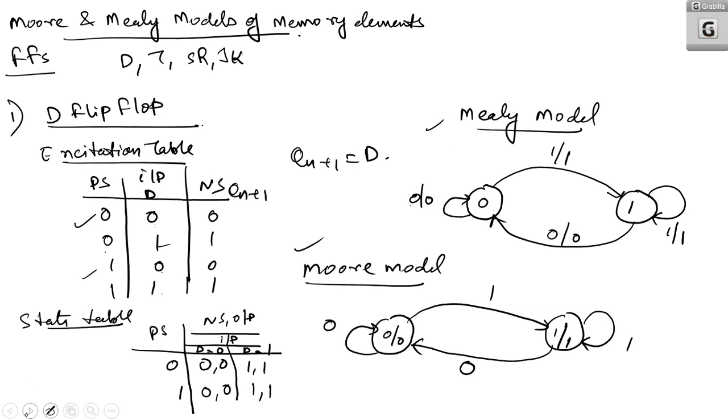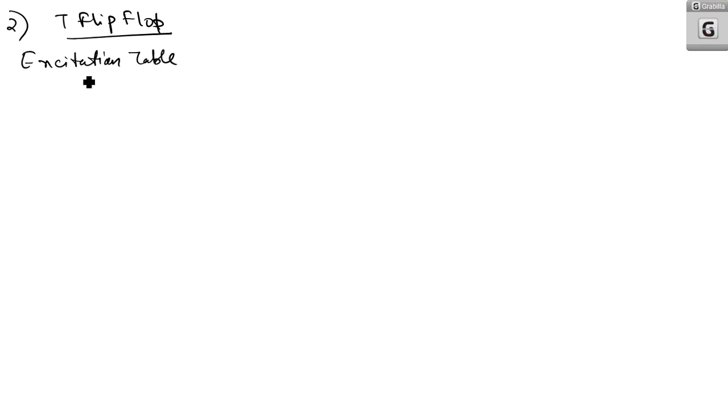Now coming to the second part, second flip-flop, that is T flip-flop, to form the Moore and Mealy models. Coming to the T flip-flop. So first I am drawing the excitation table. If I am drawing the excitation table, how will it be? Present state will have input as T, and what is the output? That is the question.